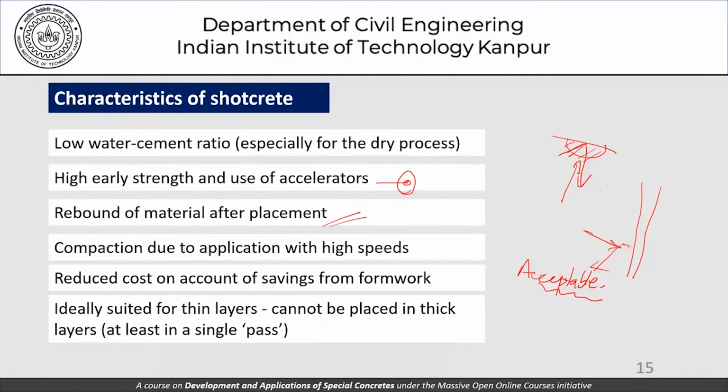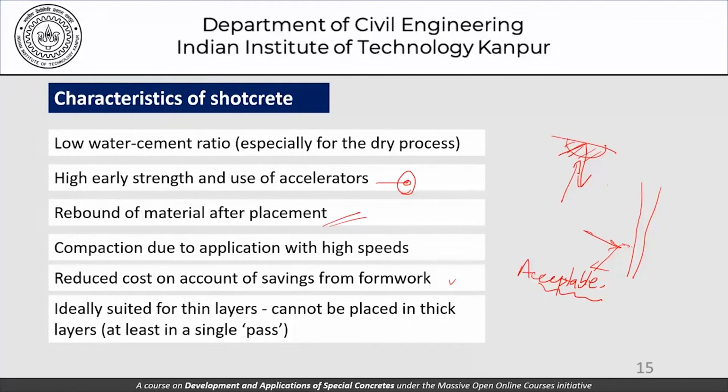Reduced cost on account of savings in formwork. Yes, we reduce the cost in terms of formwork, but then the question is, do we pay additional cost in terms of chemical admixtures or in terms of choosing the materials, or for that matter in choosing more skilled workmen and so on. So it's not necessary that if we save the cost in one operation, the entire operation becomes economical. So one has to be very careful in making a choice.